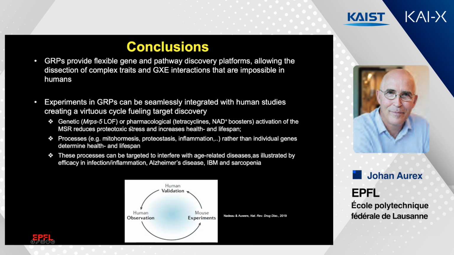I showed you also that genetic or pharmacological activation of the mitochondrial stress response reduces proteotoxic stress and increases health span. I also showed you in our ITP study that there is no single magic bullet health or lifespan gene, but it is processes such as mitohormesis, proteostasis, or inflammation, rather than individual genes, that determine health and lifespan. And I think these processes can be targeted to interfere with age-related diseases, as I have illustrated here with infection, inflammation, Alzheimer's disease, IBM, and sarcopenia.